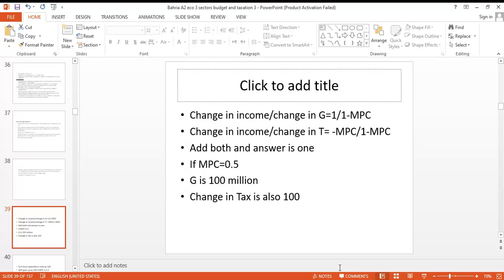Okay. The other element that you have to look into is change in income divided by change in tax. On one side you have to increase the tax by 100, on the other side you have to increase the government expenditure by 100, and we will see how that's going to match up. But please first write the equations properly.